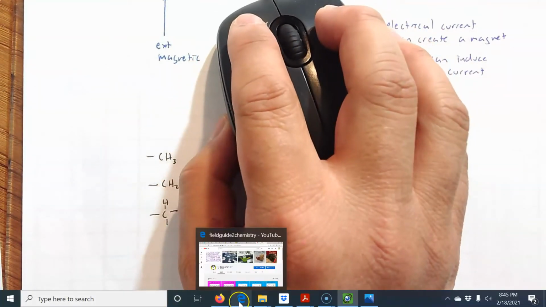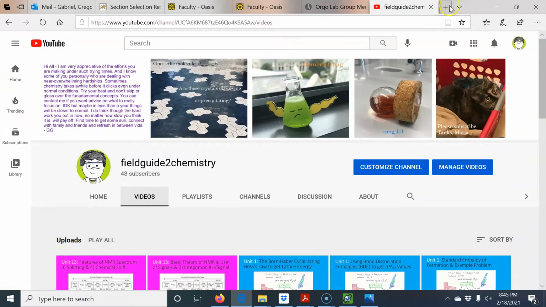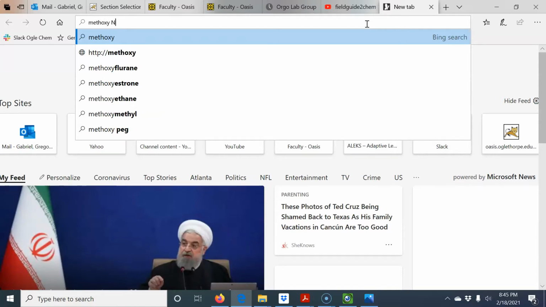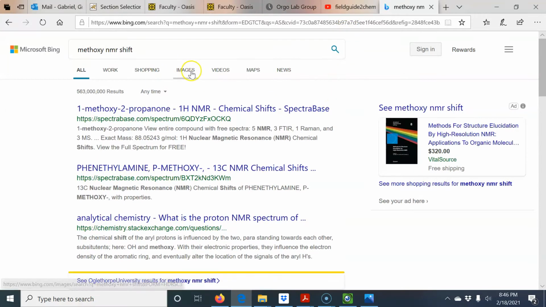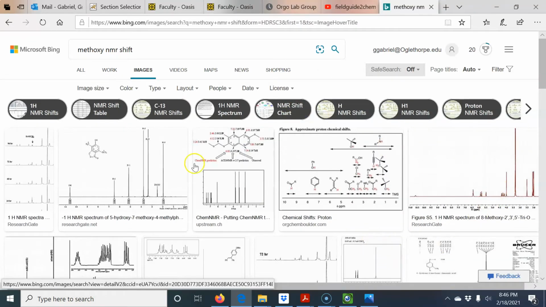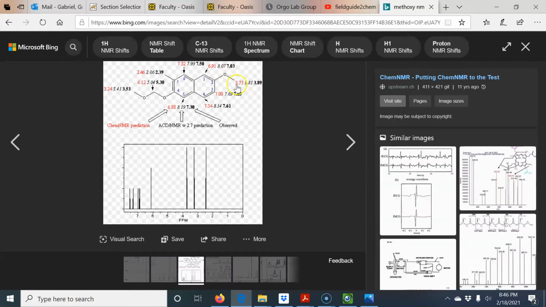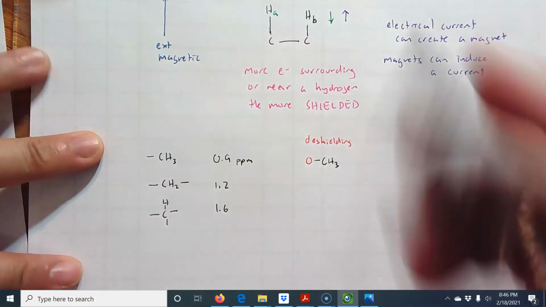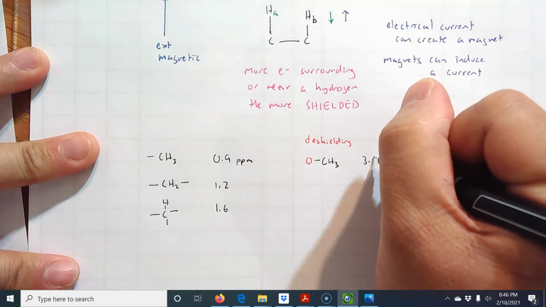Let me show you how. That's a methoxy group, so methoxy NMR shift. And then let's go to images and see how that oxygen affects that methyl group. This is hard to read, but how about that one right there? Do you see how it has O and then a methyl, and it got pushed to 3.73? So that's predicted. What is observed? Observed is the bold 3.89. Let's jot that down, 3.89, and we'll round up to 3.9 ppm.